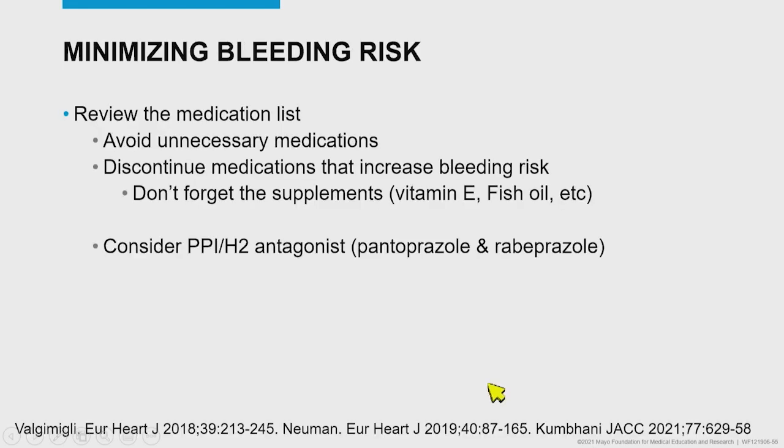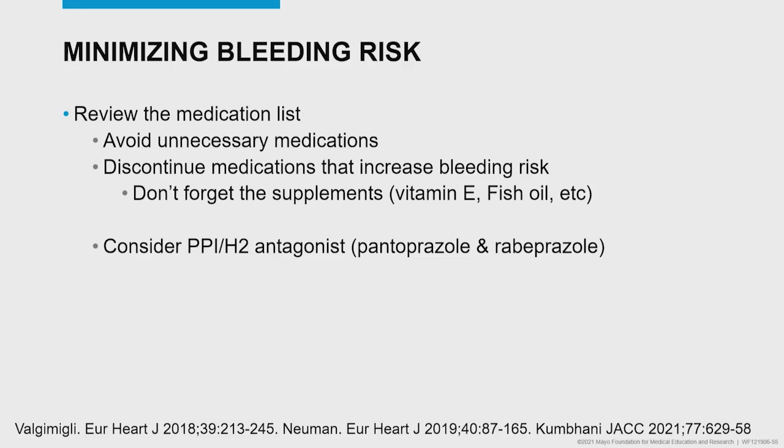Other things that we can do to minimize the bleeding risk, besides what you're going to hear in the next talk: focus on reviewing the medication list and avoid any unnecessary medications. Remember that although we are very familiar with interactions with warfarin, there are also a lot of interactions with DOACs, and I have a table coming up with the most common cardiac medications and DOAC interactions. Try to discontinue all medications that are not necessary and increase the bleeding risk. Keep in mind that some supplements, such as vitamin E, fish oil, and ginkgo, all increase bleeding risk. So if you're putting your patient on an antiplatelet and an anticoagulant, and on top of that they're on supplements, you're increasing the risk of bleeding.